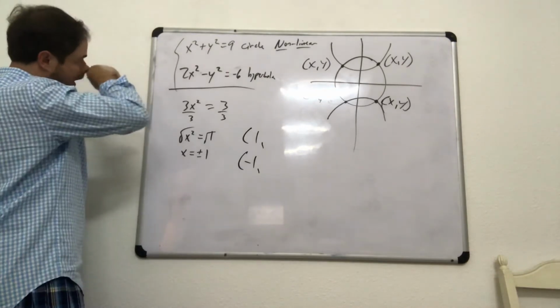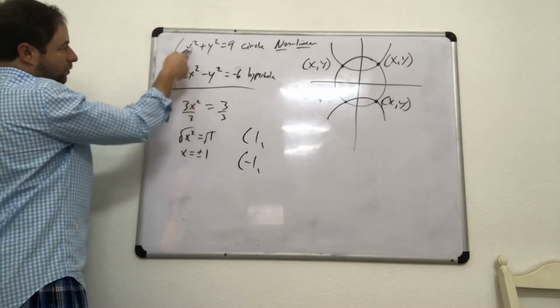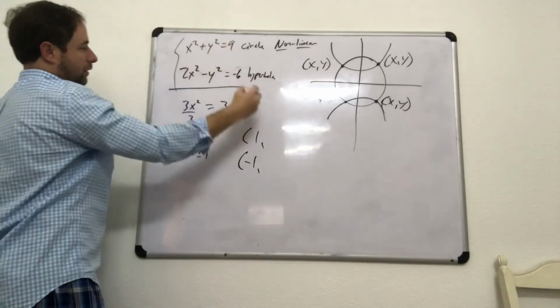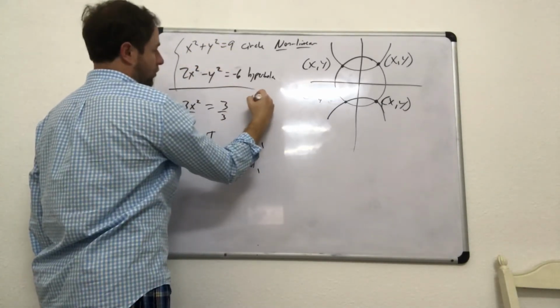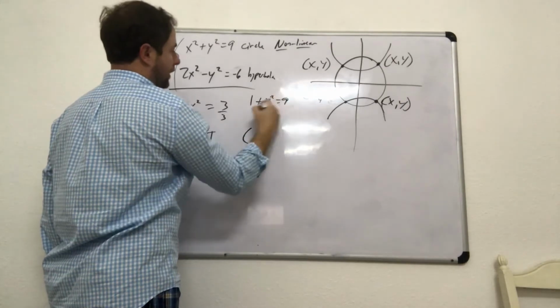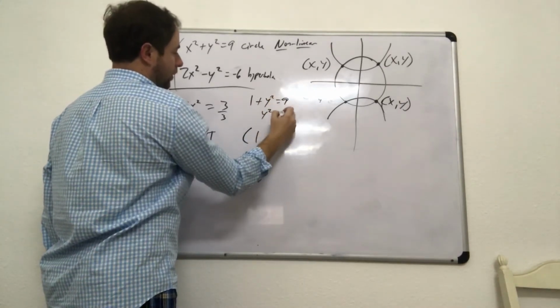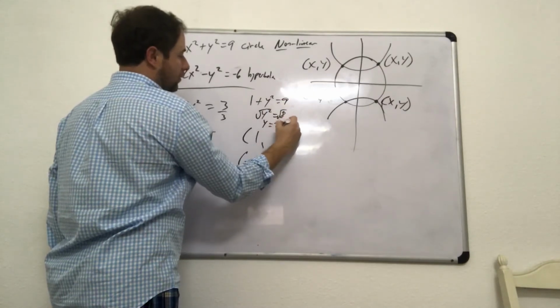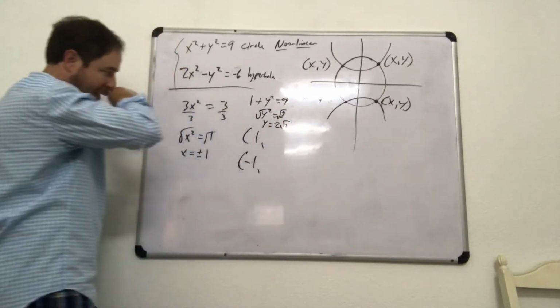When you plug this back into, let's take the top one. If x is 1, you get 1 squared, which is 1, plus y squared equals 9. Subtract 1, y squared equals 8. Y equals the square root of both sides, 2 root 2 when you break it down.